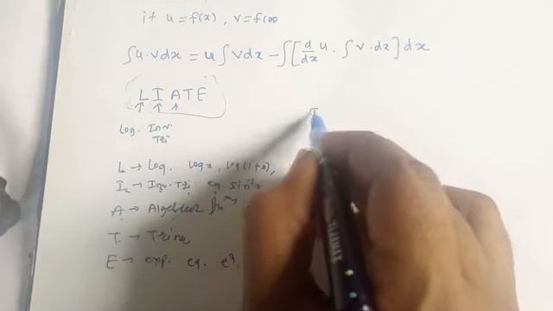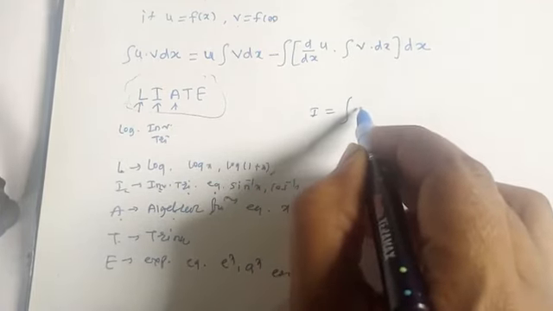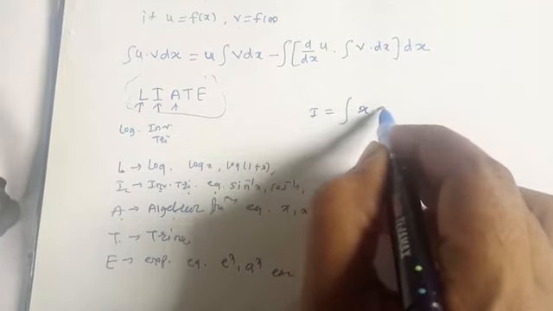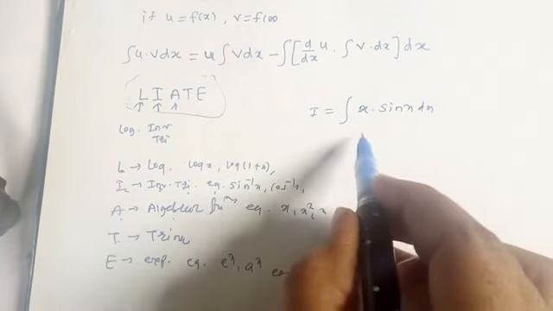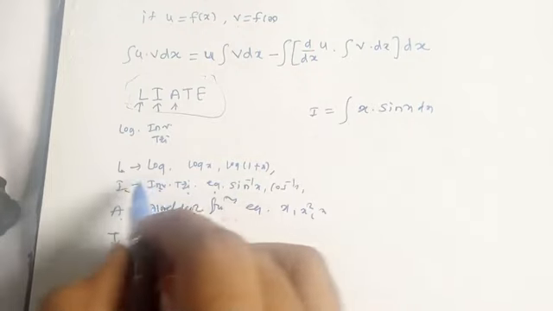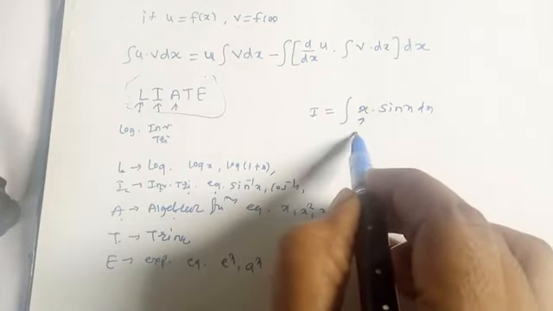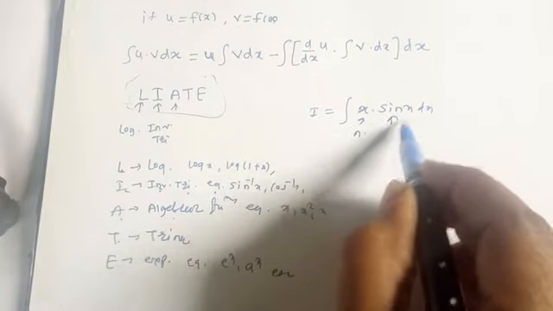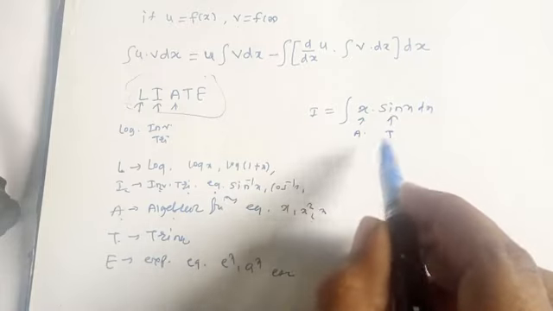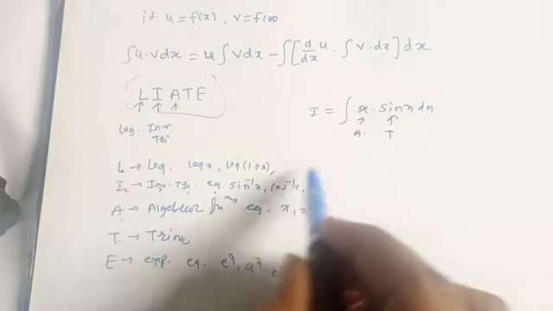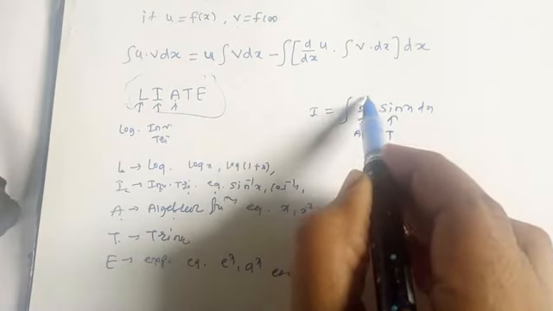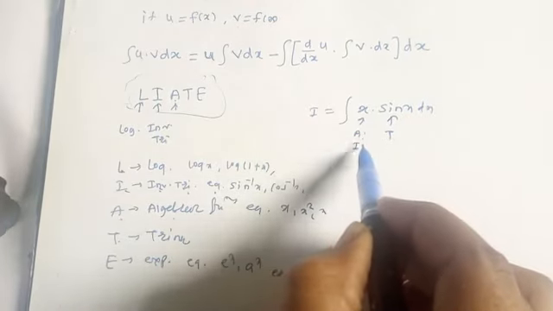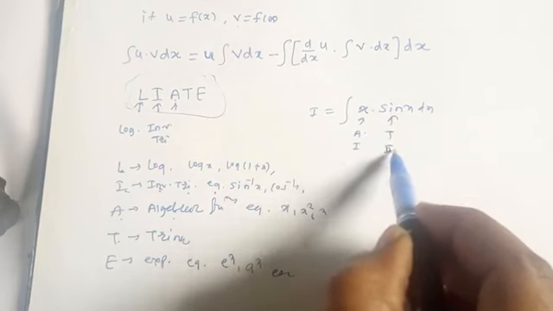For example, suppose our integration has x into sin x. Here x is an algebraic function and sin x is a trigonometric function, and in our LIATE rule A comes first, then T. So we take the first function as x and the second function as sin x.